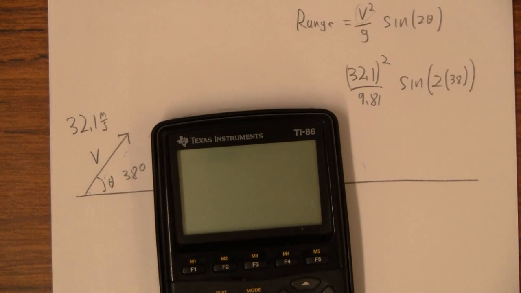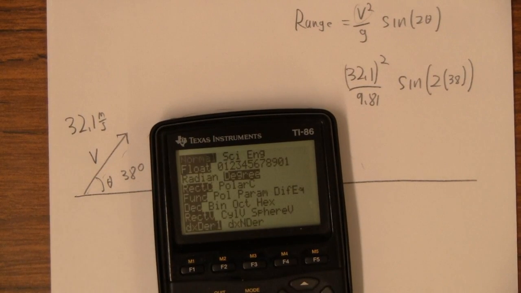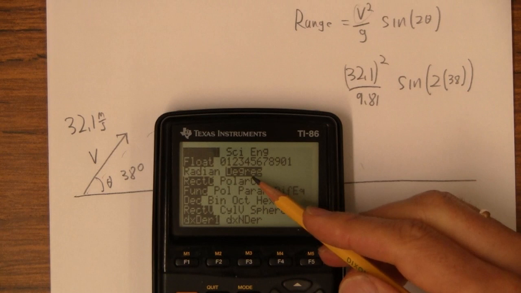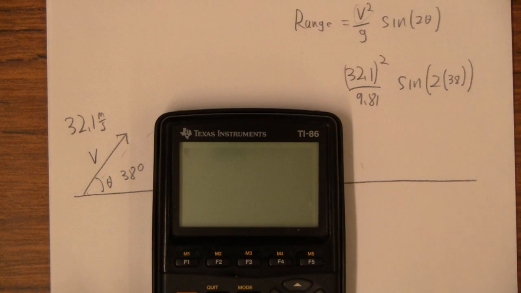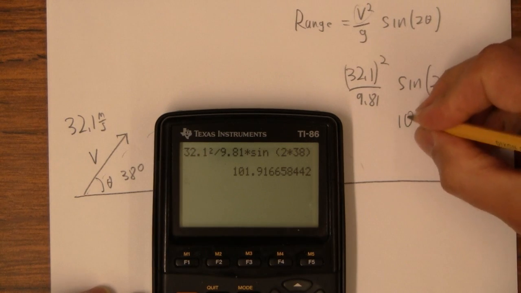So on my calculator, let's do a quick check here. Turn it on. Let's go to the mode. I am in degrees, so that's good. Now I just simply type this in: 32.1 squared divided by 9.81 times sine of left parenthesis 2 times 38. Ta-da! And it's going to go 101.9 meters.